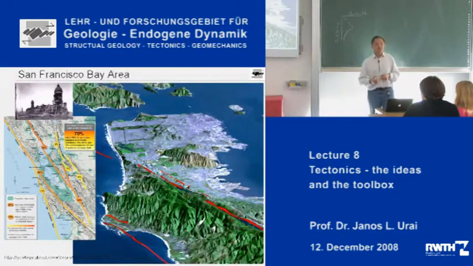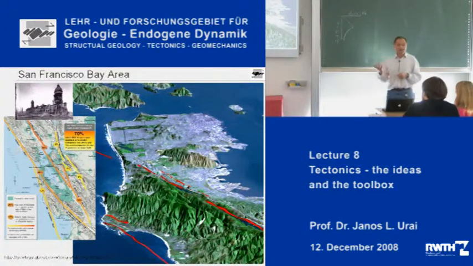And another visualization closer to the surface, which really has a direct link to what people live and what they feel, is in the San Francisco area. And this is an online map that you can download if you live in San Francisco, but of course you can download it from Aachen too.